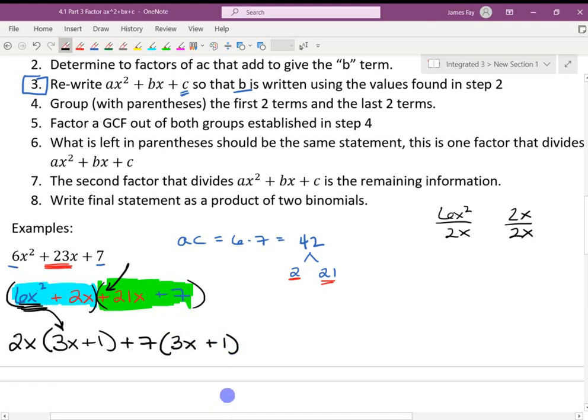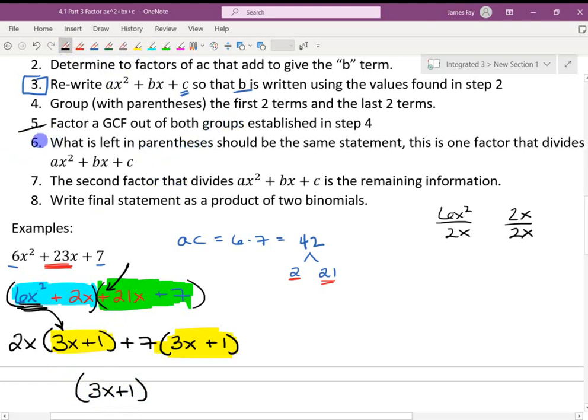Positive 1. Okay. And this is where it gets us down to, so we just did step 5, which said factor the GCF out. Now here it says what is left in the parentheses should be the same statement. Would you guys agree that that there and that there are identical? Okay. If you've done this correctly, that is the identifier that you're almost home. You've almost done it. Okay. You're going to write that down in one set of parentheses. So 3x plus 1, that becomes one of my factors.